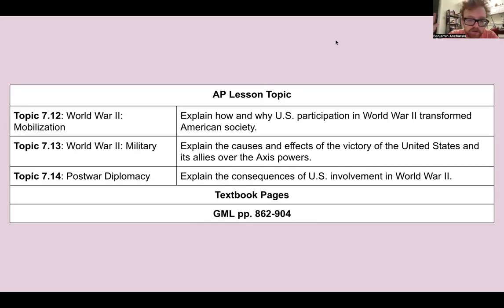Before we do, however, these are the lesson topics right here. Not that many, all things considered. We're going to talk about the mobilization for the war. We'll talk a little bit about the military side of things, although that's not that important for our purposes. And we'll talk a little bit about some of the diplomacy that is going on both during the war and its long term consequences for after the war.